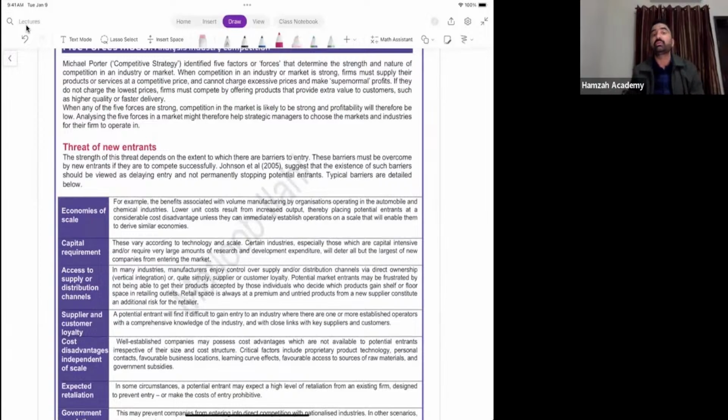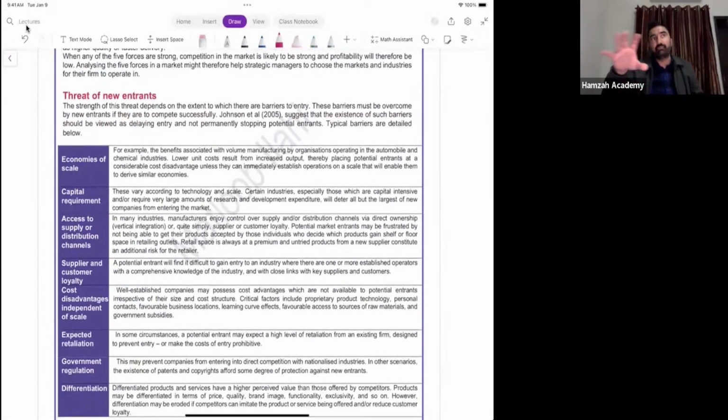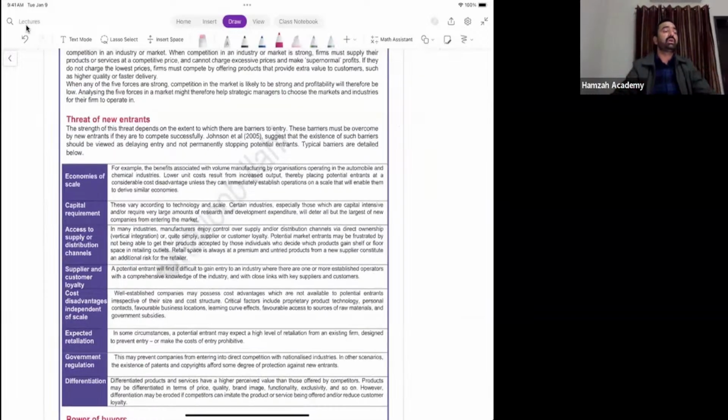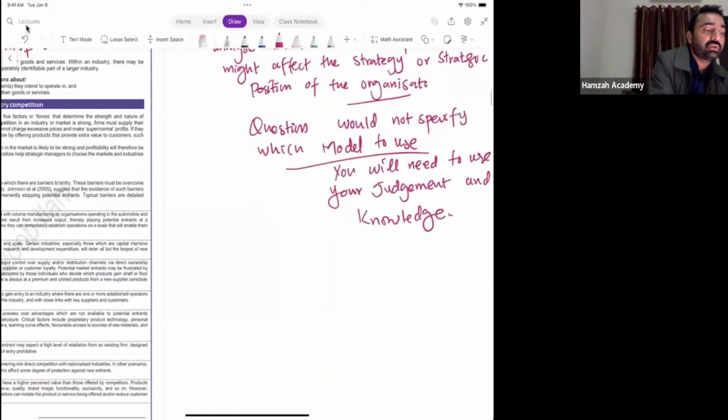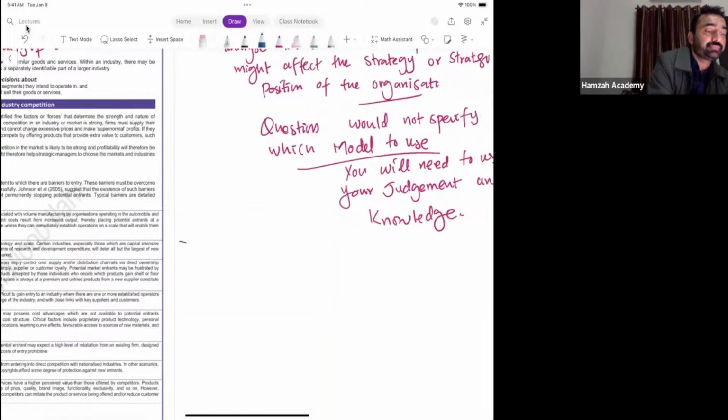Analyzing the five forces in a market might therefore help strategic managers to choose the markets and industries for their firm to operate in. That is very important for many reasons, that is, why a business needs competition analysis. One reason is to know the level of competition, and the second reason is to find out space in the market. That space is called strategic space. Okay, note it down.